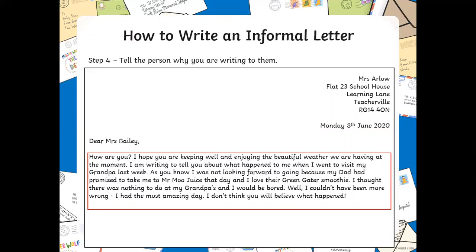Welcome back. Does your letter look like my example? Have a good look at your letter and check. Did you collect all 3 stamps? If you did, well done. If not, can you change it now to make it correct? The next step is our letter's introduction.